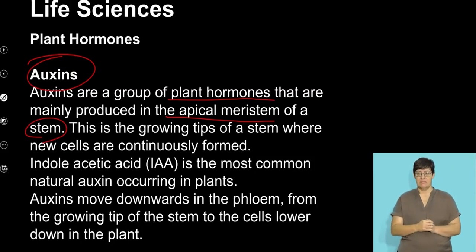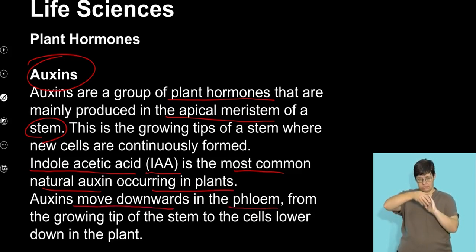We also have indole acetic acid. An abbreviation for that is IAA. This is the most common natural auxin occurring in plants. You'll find that the auxins tend to move downwards in the phloem from the growing tip of the stems to the cells in the lower parts of the plant.